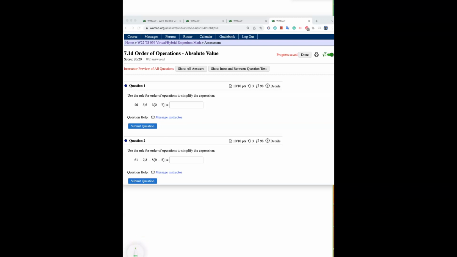This continues, this time with absolute value brackets in there, okay? So let's take a look at my tablet and see how this looks. We've got 23 minus 3 times the difference between 6 minus 3 times the difference between 2 and 7. So let's take a look at how that's going to break down.